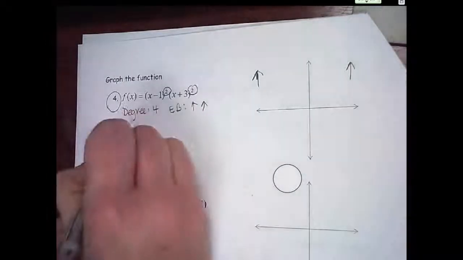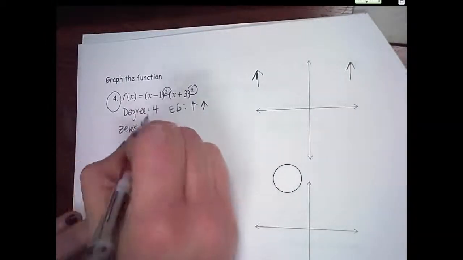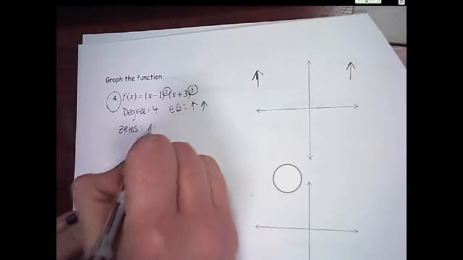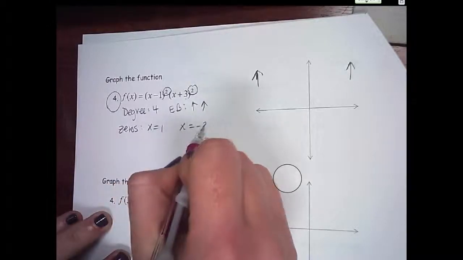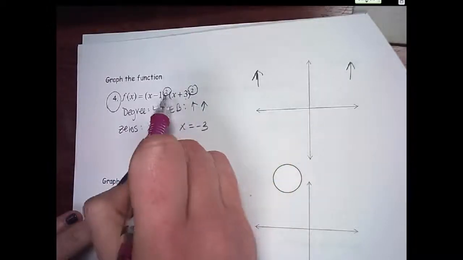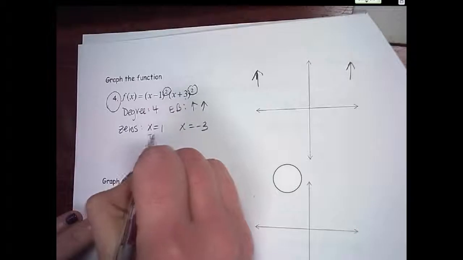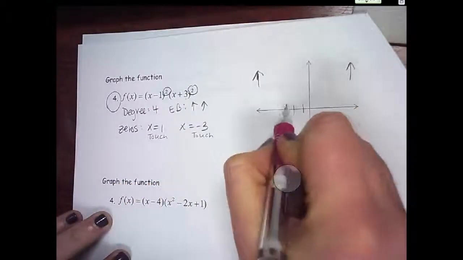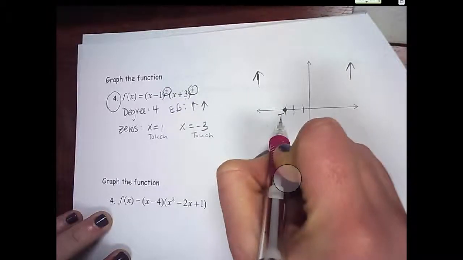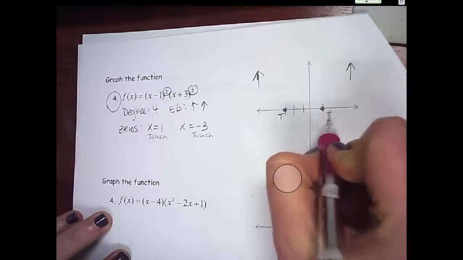So then my zeros, if this is x minus 1, I get a positive 1. And if this is x plus 3, I get a negative 3. They're both even exponents, which means here it's going to touch, and here it's going to touch. So 1, 2, 3, negative 3, it touches, and positive 1, it touches.